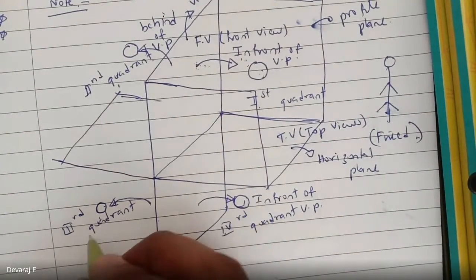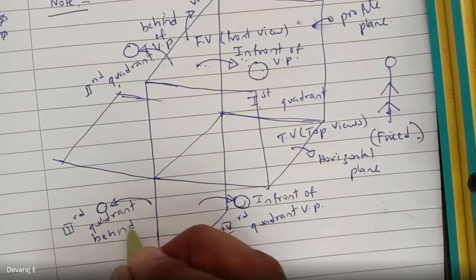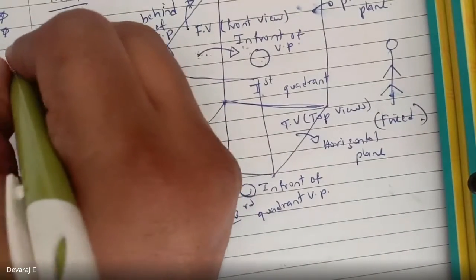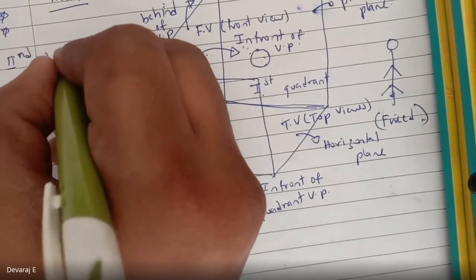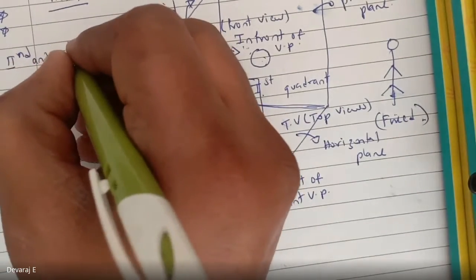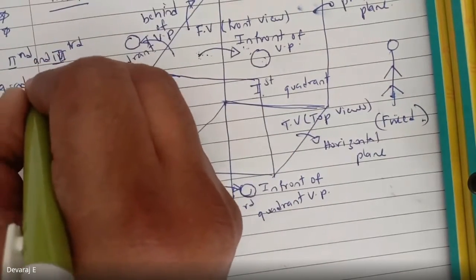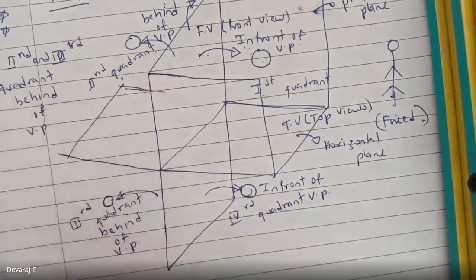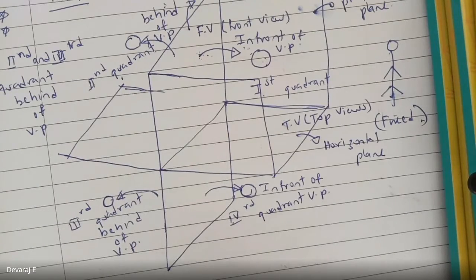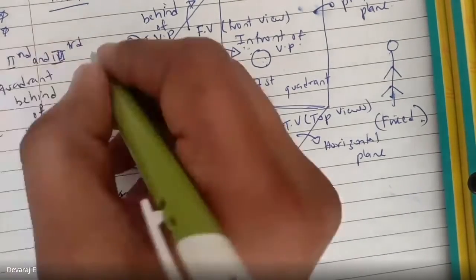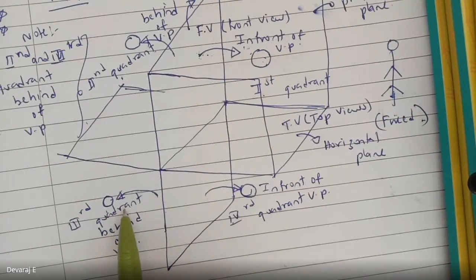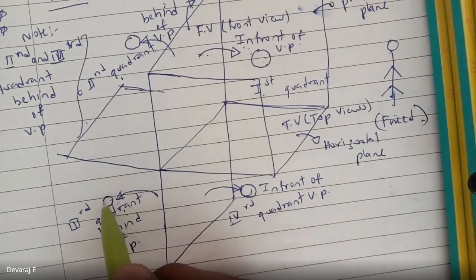This is in the third quadrant. It is called behind the VP. Always remember the second and third quadrant systems. We should mention them as behind the VP. Everyone is clear with this? Here, the second quadrant as well as the third quadrant, you should mention as behind the VP, because the object is kept behind.